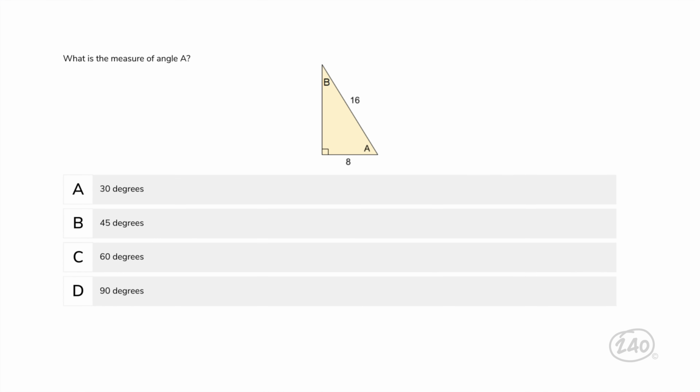SOHCAHTOA is up next. What is the measure of angle A? Since we're given the measure of the adjacent side, the side next to angle A, and the hypotenuse, we can do the CA part of SOHCAHTOA. The cosine of the angle is adjacent divided by hypotenuse, or 8 divided by 16, which simplifies to 1/2. The answer is 60 degrees because the cosine of 60 degrees is 1/2. So C is correct. We're getting so close.